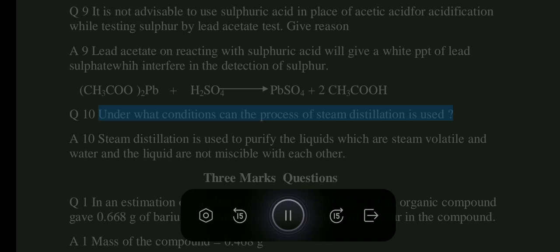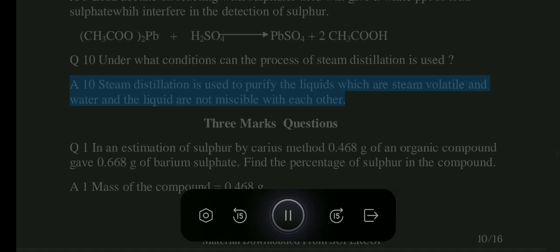Under what conditions can the process of steam distillation be used? Answer: Steam distillation is used to purify liquids which are steam volatile, and the water and the liquid are not miscible with each other.